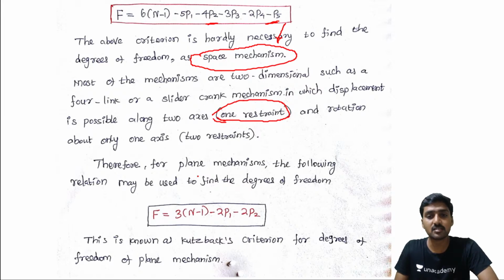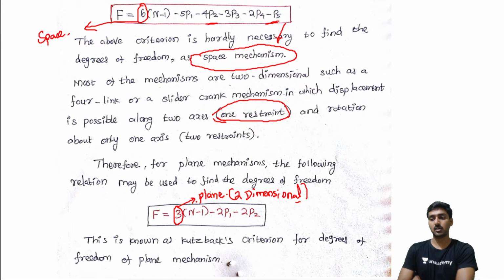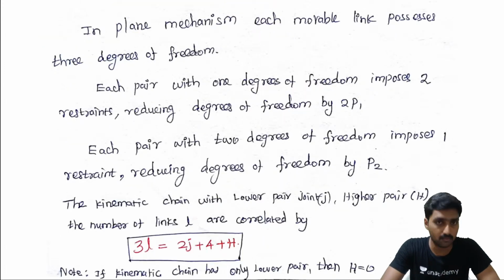Therefore, any planar mechanism must be considered as a plane mechanism with the degrees of freedom F equal to 3 into n minus 1, because here 6 is for space. Whenever the mechanism is placed in space, it is 6. 3 belongs to the plane. It's two-dimensional, so that's why we are considering it as 2D. F is equal to 3 into n minus 1 minus 2p1 minus p2. This is known as the Spec criteria for the degrees of freedom of the plane mechanism.